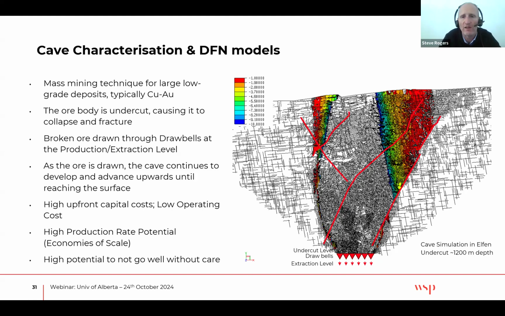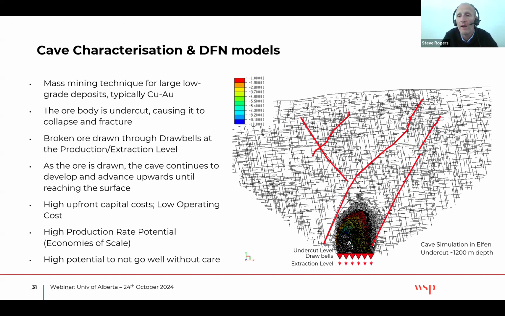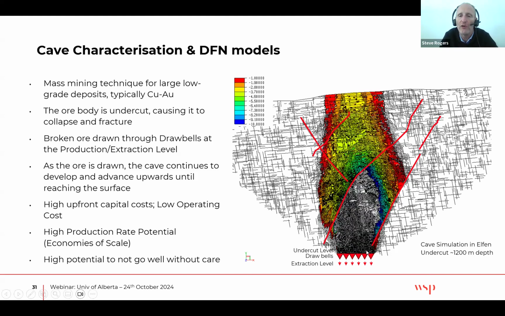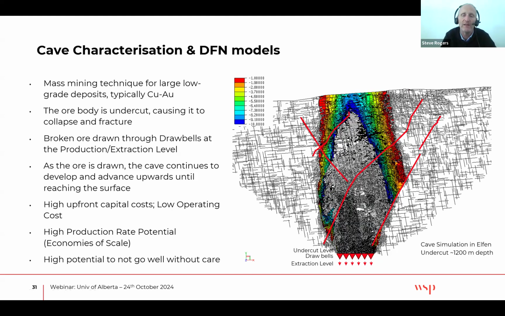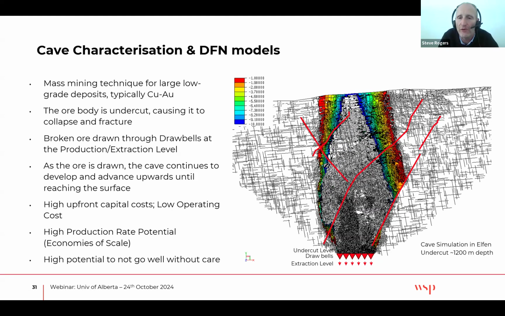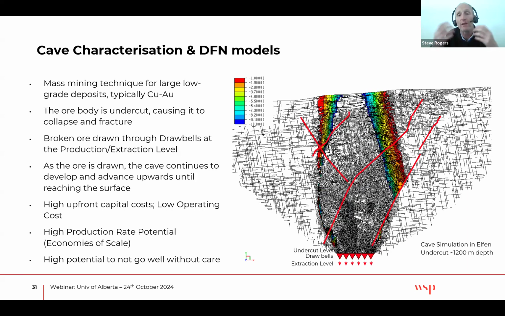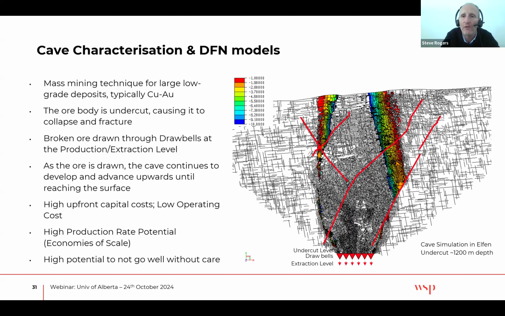For those who don't understand caving, the idea is that you develop a whole series of tunnels underneath the mining block, and then you develop these drawbells, and then you undercut above the drawbells, which causes the rock mass to collapse into that void, and then is drawn down through the drawbells. And obviously, as you draw it, you make more void space, and so it continues to collapse. And you can see how the cave evolves upwards.